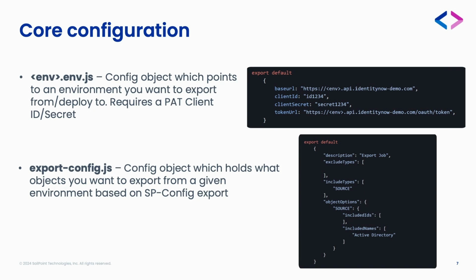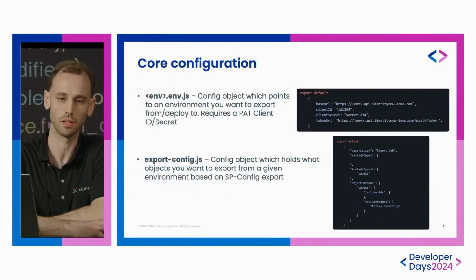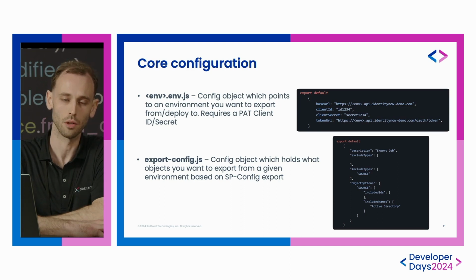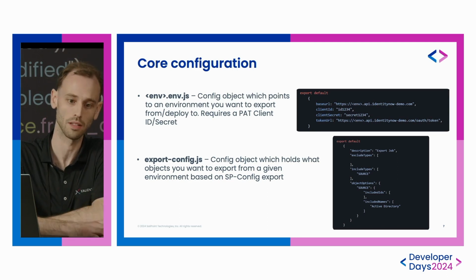So this is where, as I mentioned earlier, you can include the types of objects that you want to export, and exclude the types of objects you want to exclude. And then you can also boil down, you'll see under the object options, you can say, hey, within the sources that I'm exporting, I only want to export my Active Directory source by name. And you can also do it by ID, you can see there as well.